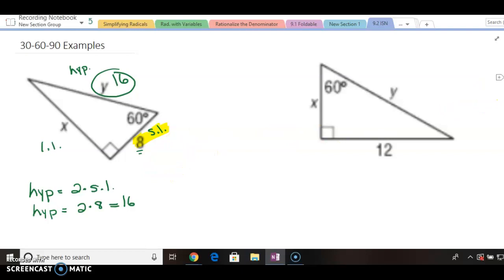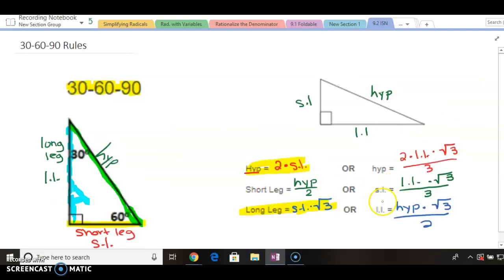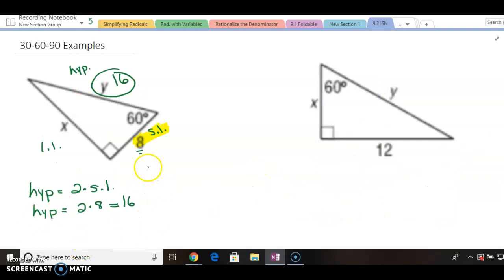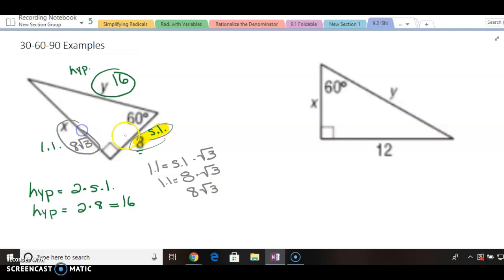Okay, now my long leg is right here, which is just my short leg times the square root of 3. So my long leg equals my short leg times square root of 3. Once again, my short leg is 8. So my long leg equals 8 times square root of 3, or just 8 square root of 3. So my x is equal to 8 square root of 3.